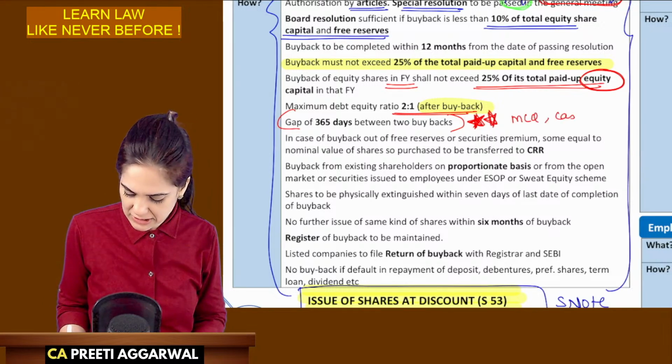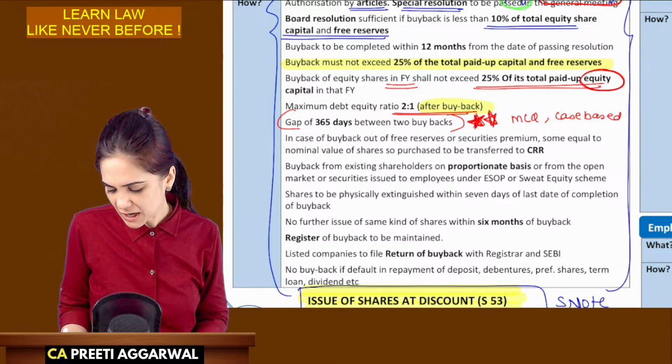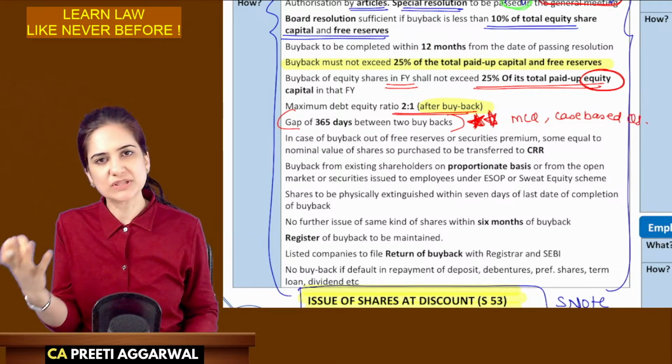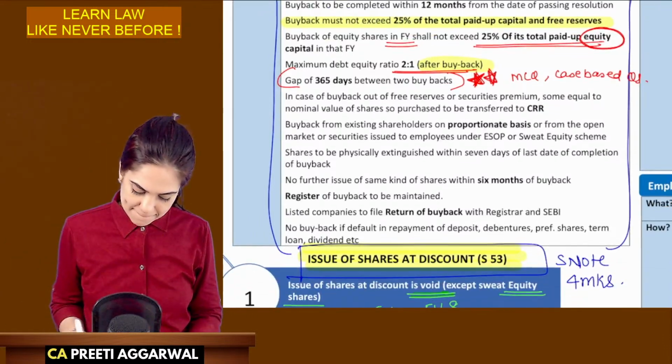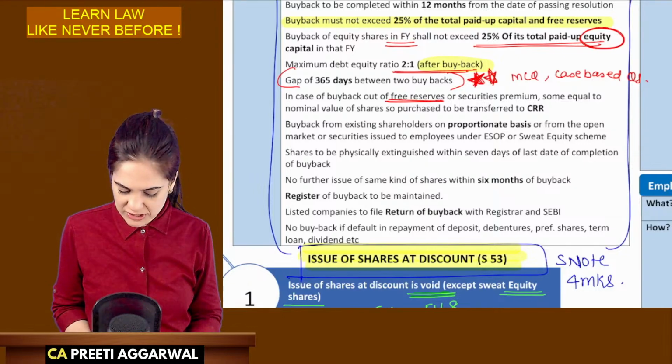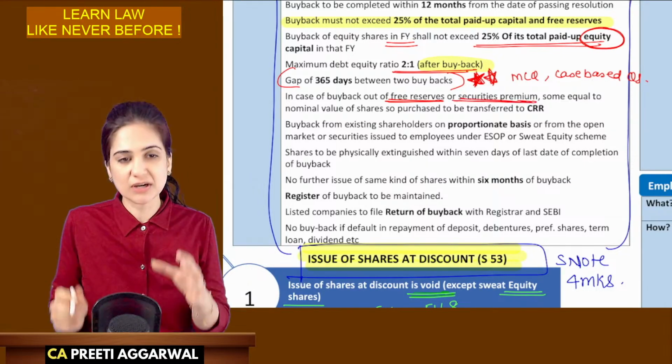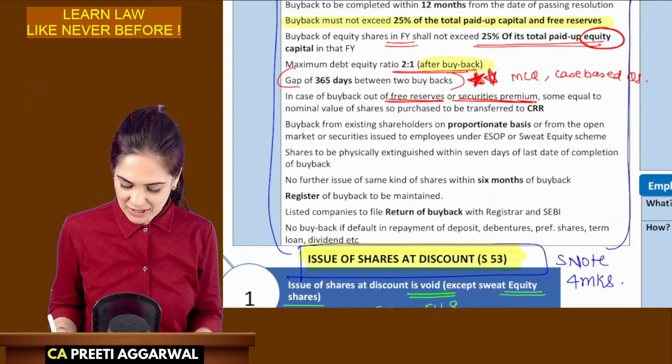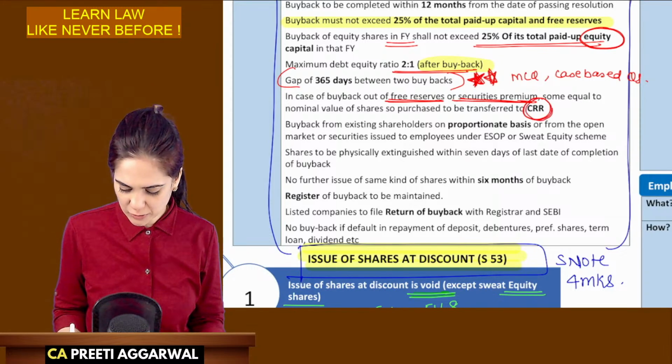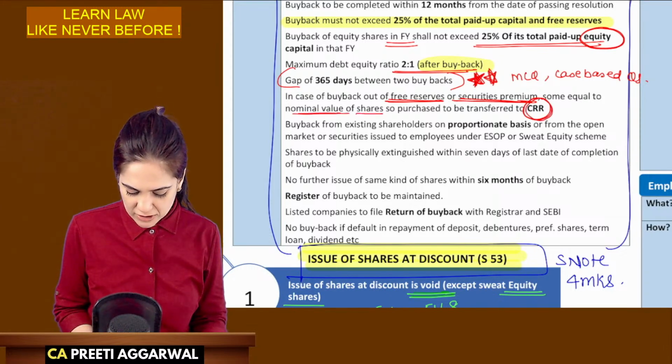It can be asked as a case-based question. They ask 2 or 3 sub questions. This is one of the sub questions. If you are using free reserves or securities premium, it means you are using the profit of the company. Then you also need to create a CRR equal to the nominal value of the shares.